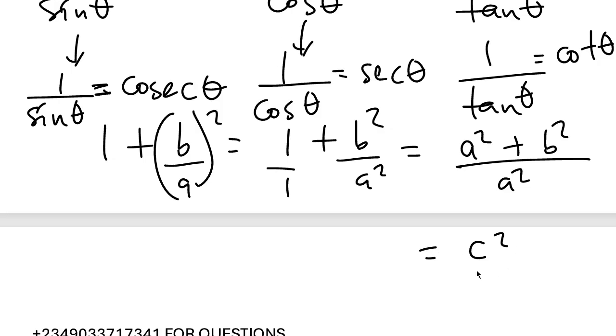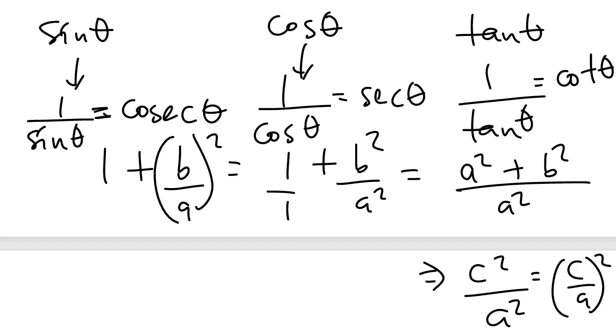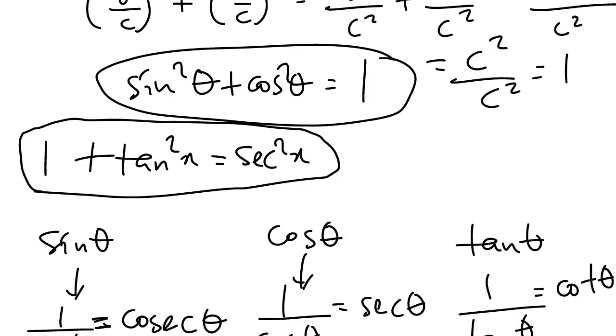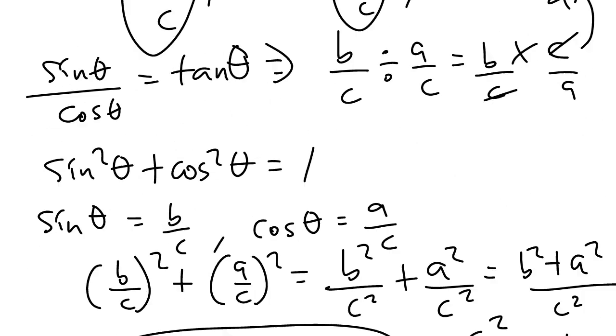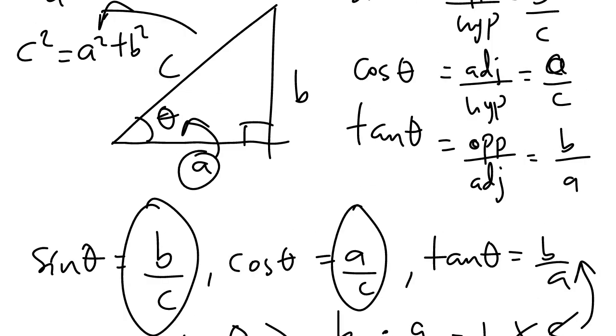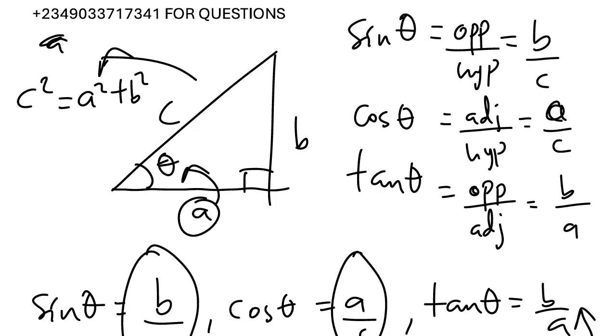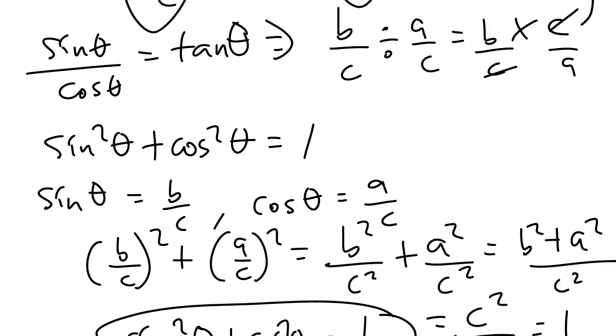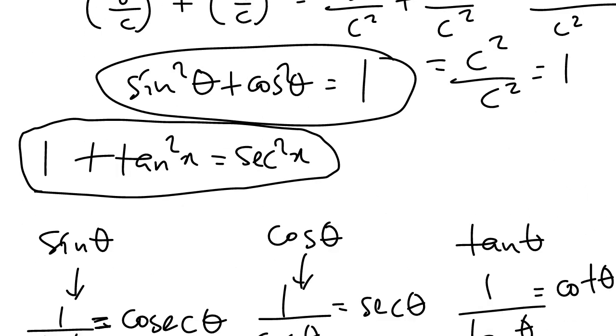C squared, according to Pythagoras theorem, right? And then that's C squared over A squared, which is C over A all squared. And C over A is equal to what? Sec x. Why is C over A equal to sec x? Because from what we derived, we said that cos theta is equal to A over C. And I've said that sec theta is equal to the inverse of cos, right? So 1 plus tan square x is equal to sec square x.